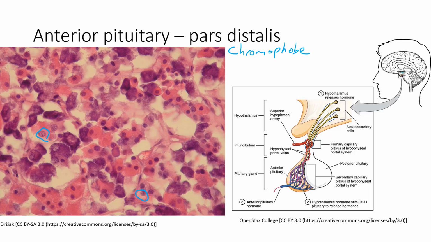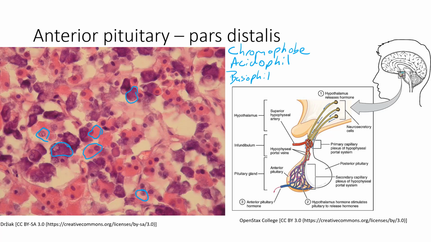They get this name because they don't really take up either the red acidic or blue basic dye very well, so they're chromophobic. They fear colors. The dark, intensely red staining cells are called acidophils, and the purple or bluish, these are mostly purple, those are basophils. Don't get these confused with basophilic leukocytes. So these are pituitary basophils, not the inflammatory mediating basophils of the bloodstream.